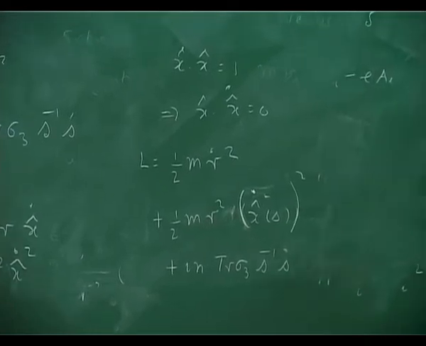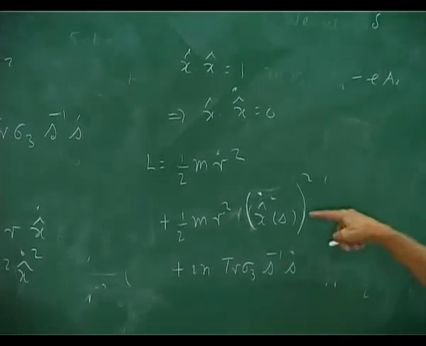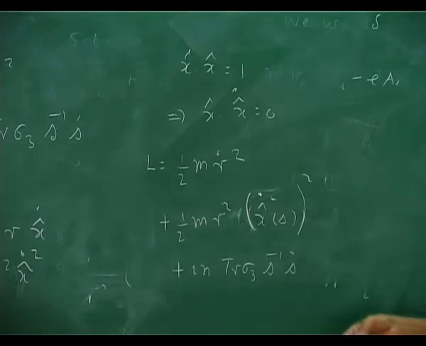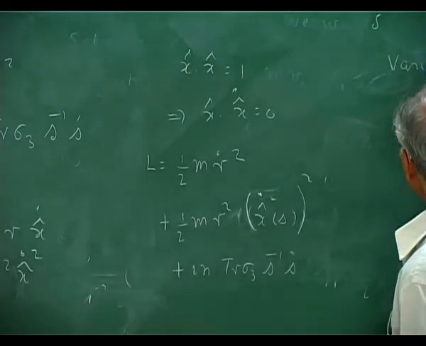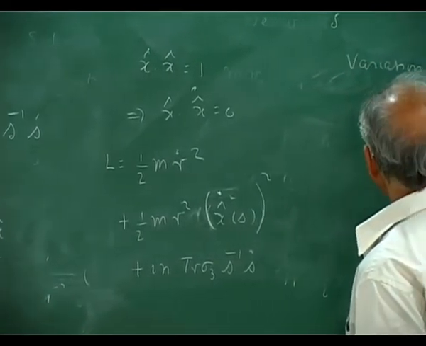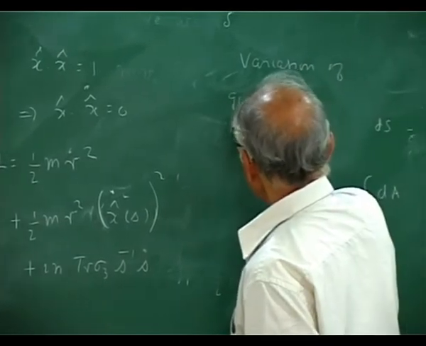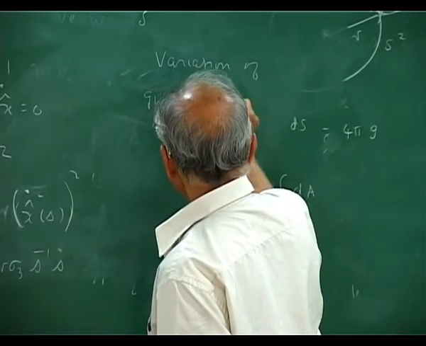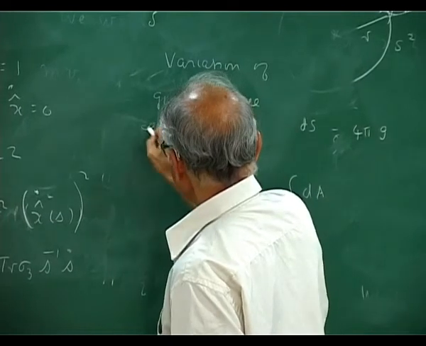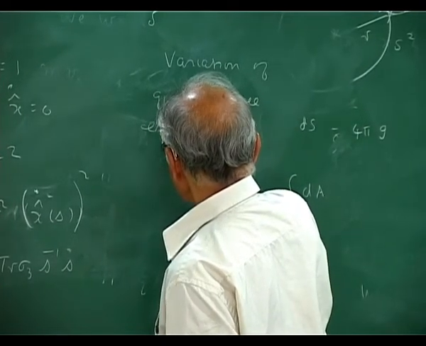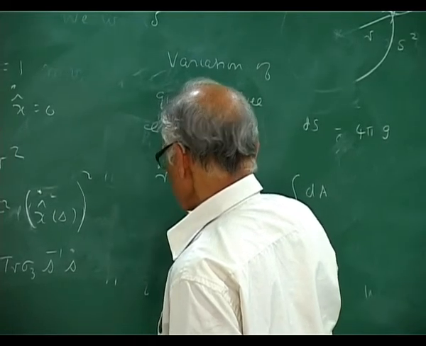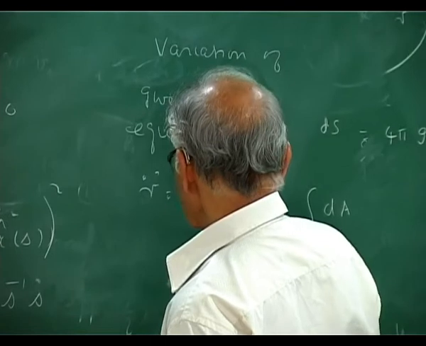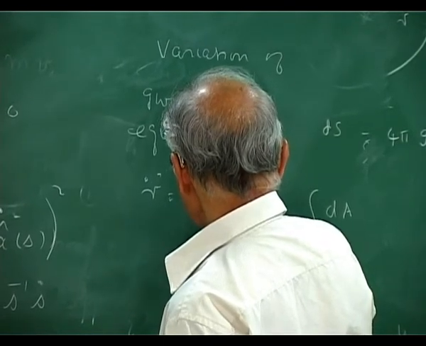Why did I write it like this? The variation of R will give you the standard free equation. This is what we want. Okay. Variation of R gives the free equation, which you can read off, right? Which will be R double dot is equal to, I think, R times x hat dot squared, if I am not wrong.